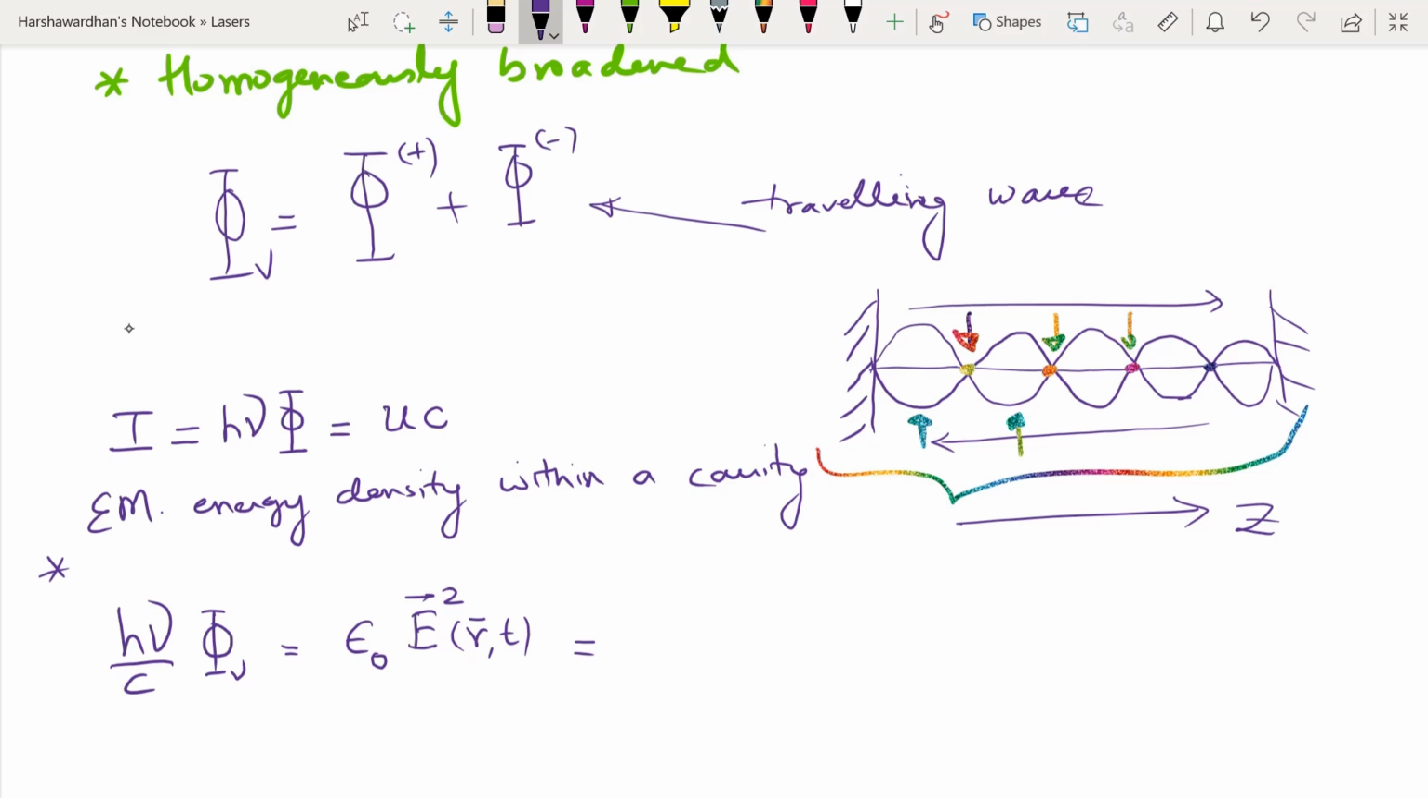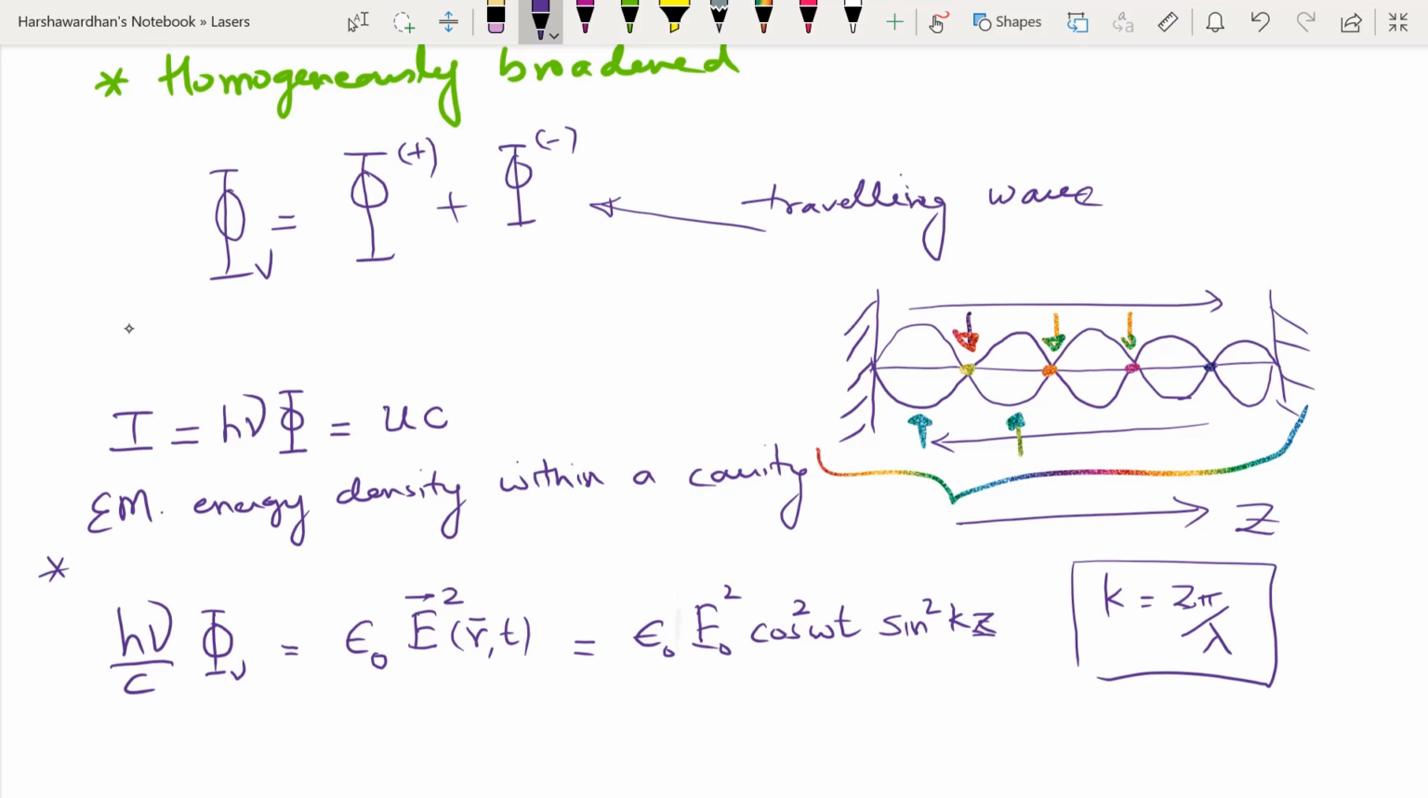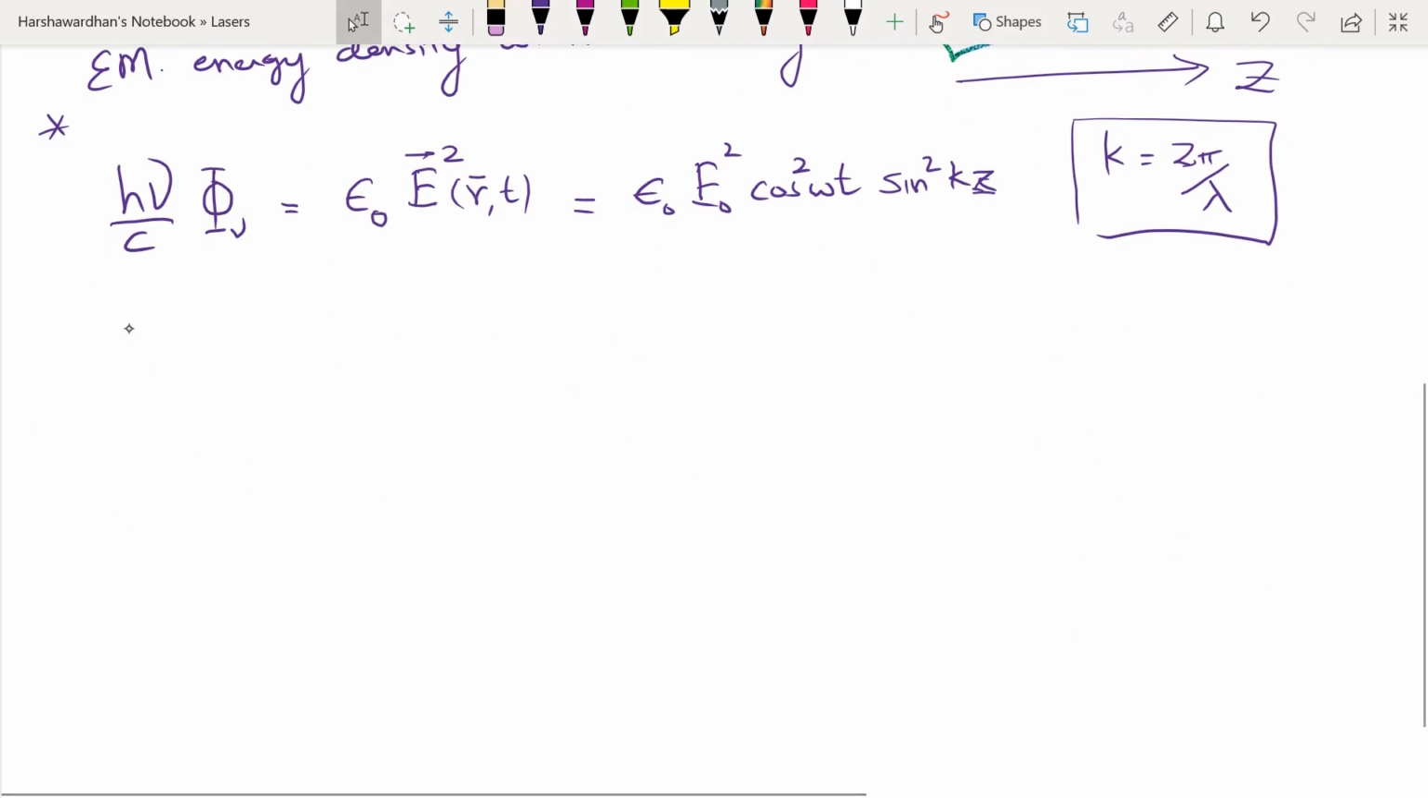And this is equal to epsilon naught. Let's look at a plane wave basis just for simplicity. I have E naught squared, which is the amplitude, times cosine squared omega t, because we're looking at a square now, and sine squared kz. K is the propagation constant, which in this case is simply 2 pi by lambda, right? So this is the form of the electromagnetic energy density.